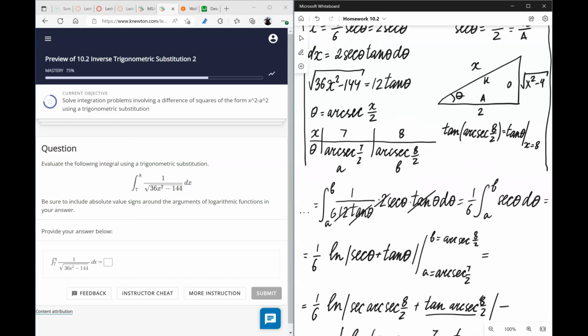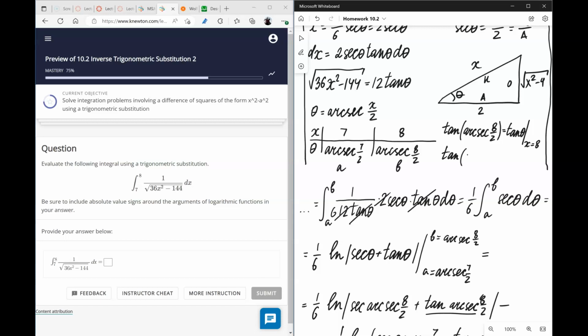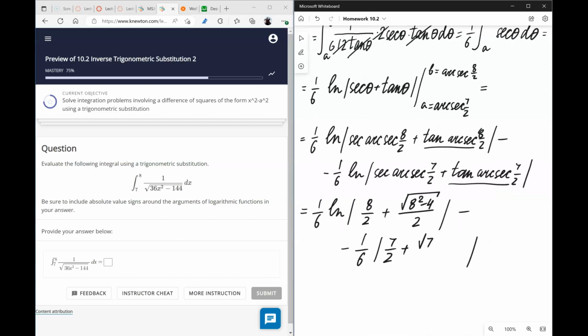And similarly, we find the tangent of arc secant of 7/2, which is tangent of theta when x equals 7. So it's going to be square root of 7 squared minus 4 divided by 2. Now we combine it into a single logarithm. There is no need for absolute values because everything is positive, and we can get rid of all the 2's because it's in the numerator and the denominator, and we end up with the following. And that's the final answer.